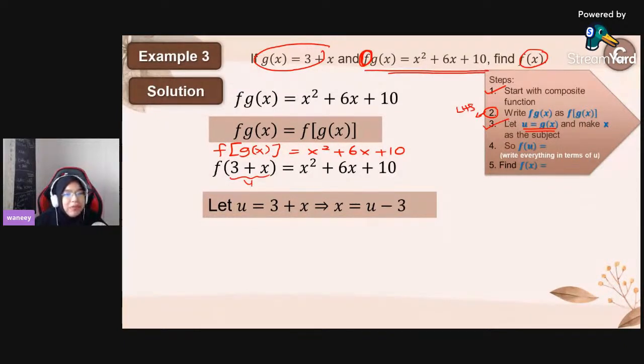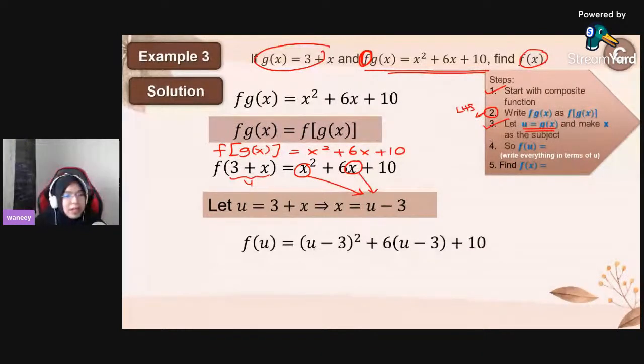What happened with the fourth step is that we are going to write everything in terms of u. So that means on the left hand side, since we already replaced 3 plus x with u, they will become fu. On the right hand side, we still have something with x. This is x, this is x. I will replace all those x with u minus 3. So fu will become u minus 3 square plus 6, u minus 3 and then plus with 10.